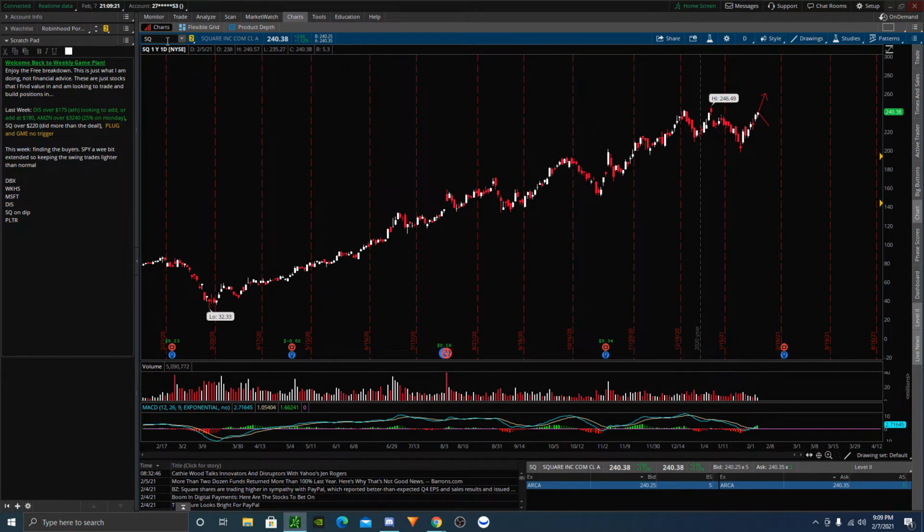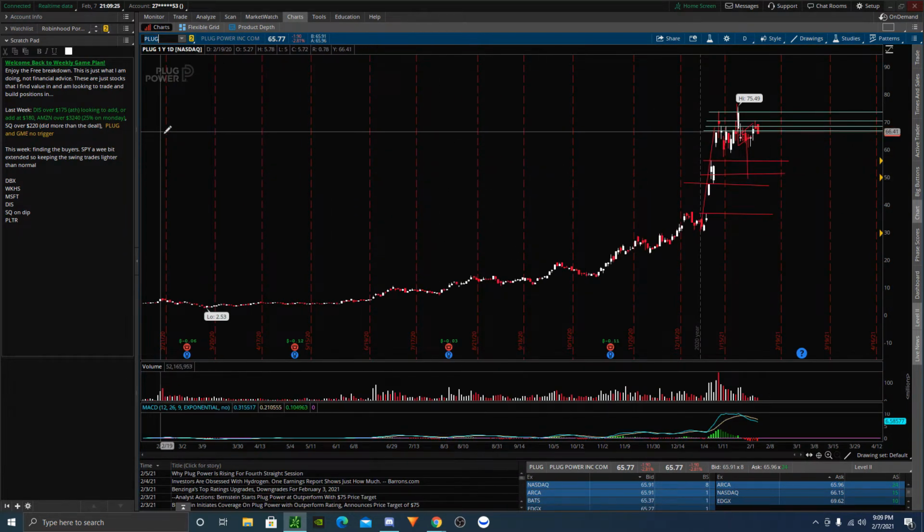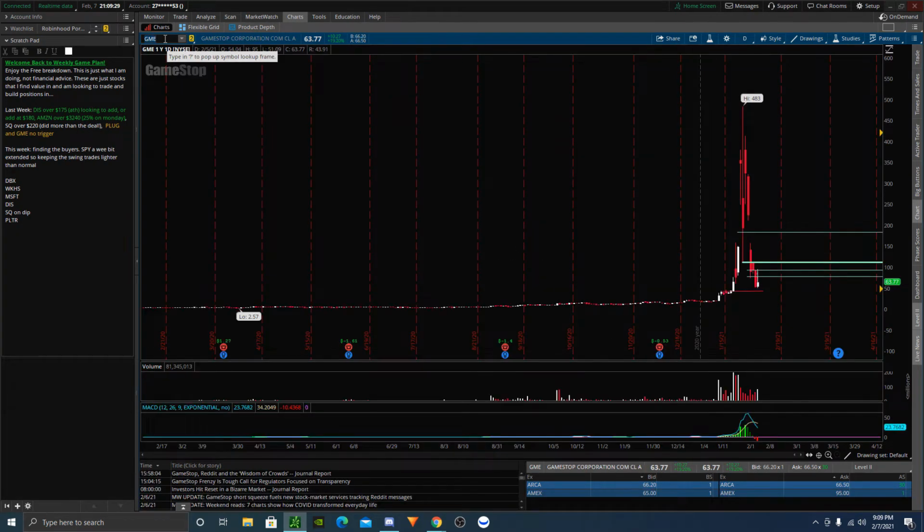So that was last week's game plan. We also said I was looking to go long on Plug if I could get a dip buy into 50. That was a no trigger. Plug never went into 50, so no trigger. And GameStop, I said I was going to go long over 420.69. Well, GameStop never went as high as that. GameStop went as high as 413. Never did the deal, so no entry trigger.